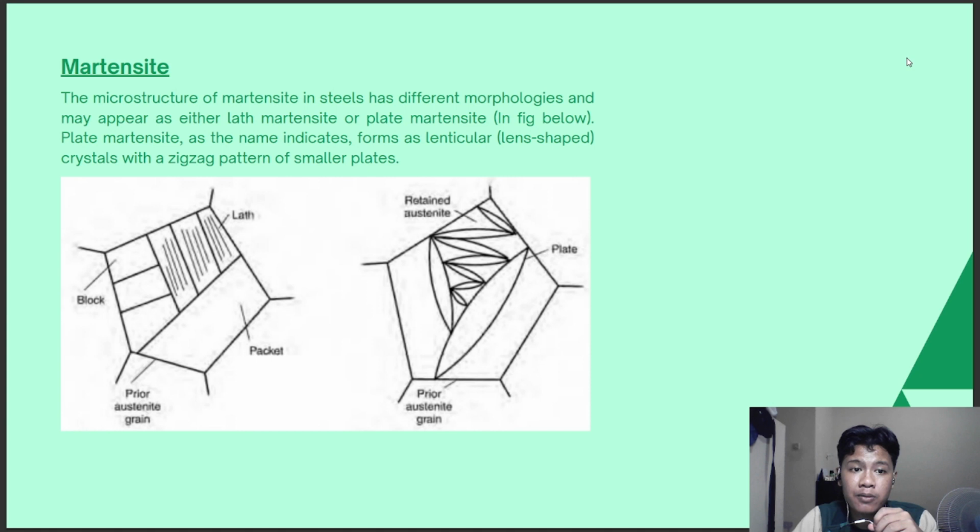The microstructure of martensite in steels has different morphologies and may appear as either lath martensite or plate martensite, as in this picture. Plate martensite, as the name indicates, forms as lenticular or lens-shaped crystals with a zigzag pattern of smaller plates.